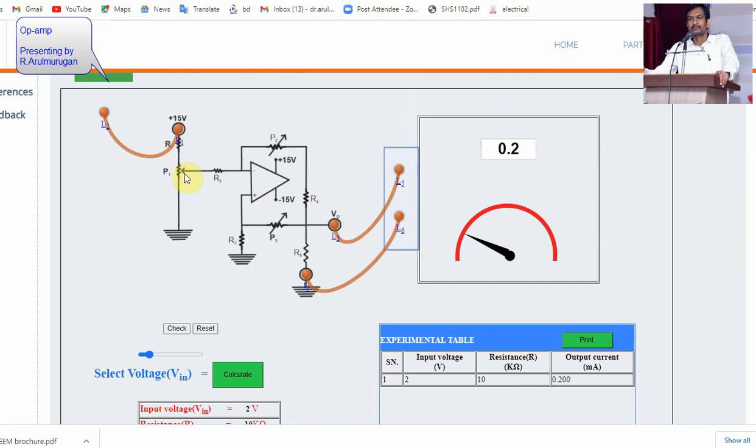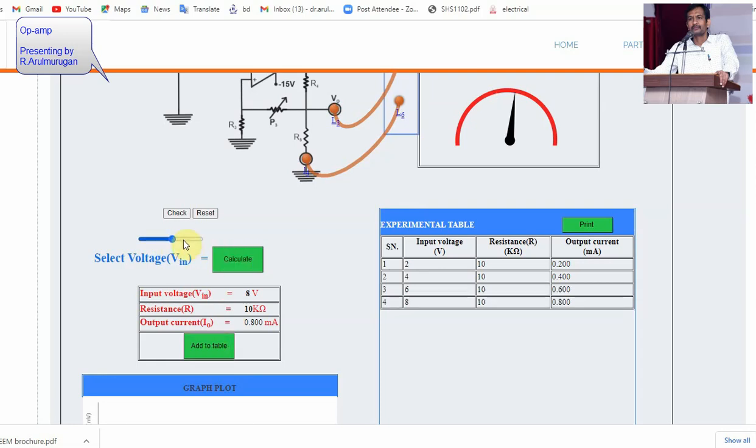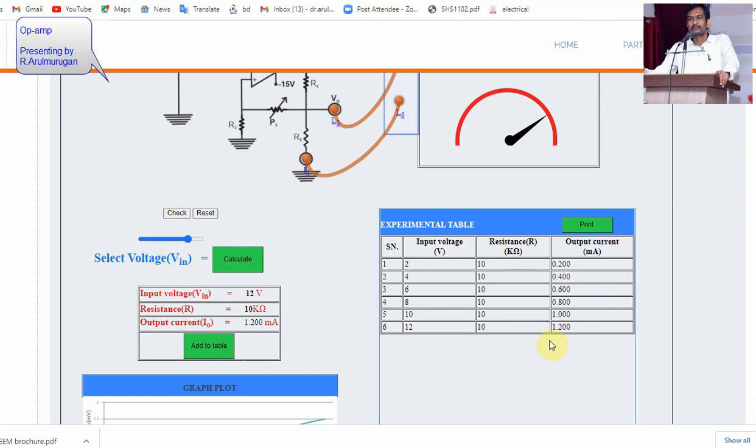If the resistance is constant, you vary the supply voltage. If the supply voltage is constant, then vary the resistance. Any one you can do. Then I will change the voltage and calculate my output current. This is my output current. Change, calculate, change, calculate, and add to the table.